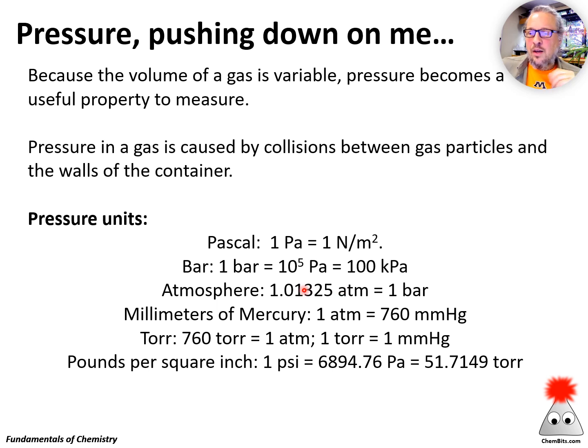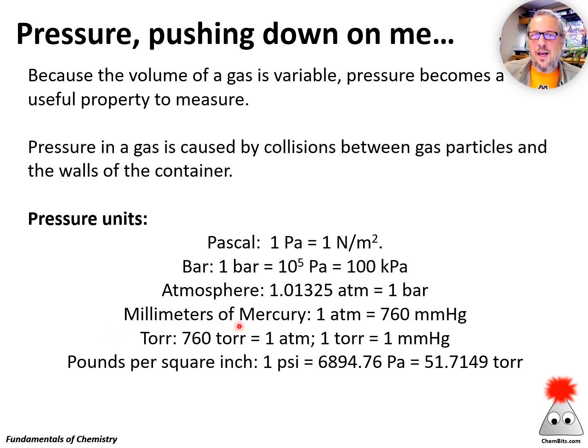So you see that a bar and an atmosphere are actually really close to each other as far as units go. Then we get into some more historical ones, and these are largely related to atmospheres. Millimeters of mercury. Old barometers were made with mercury, so we literally measured how long a column of mercury was suspended inside of a barometer. So, 1 atmosphere is 760 millimeters of mercury.